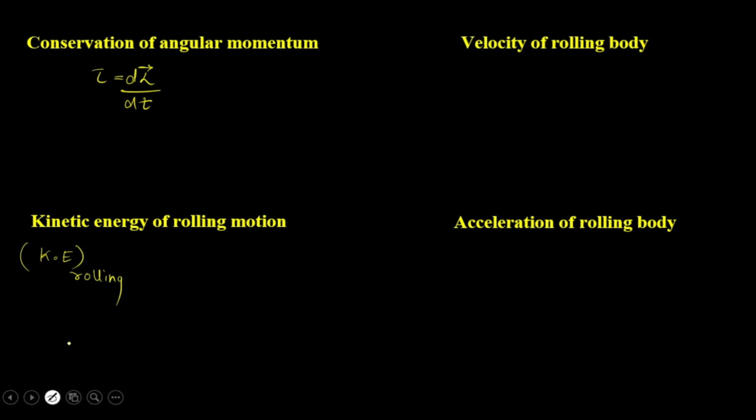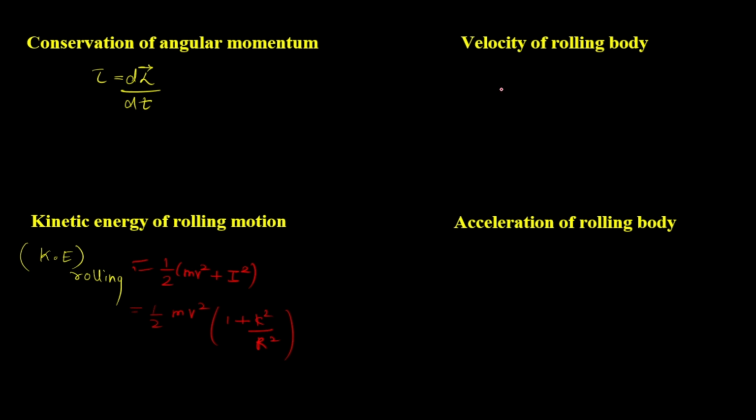Let me change the color. Kinetic energy of rolling motion is equal to half of mv square plus half of I omega square, and it can be like equal to half of mv square into 1 plus k square upon r square. This is also another formula which we can use.